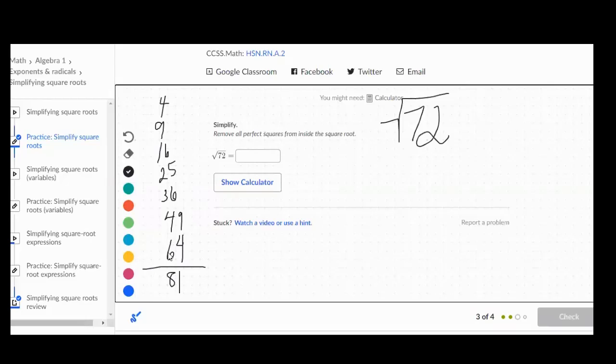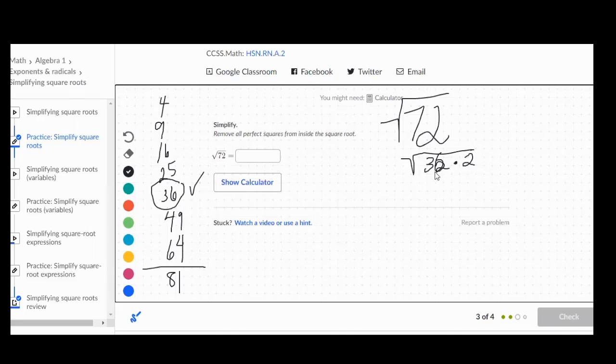Can I do 64 times a whole number and get 72? And the answer is no. So I can drop down to 49. Can I do 49 times a whole number to get 72? So 49 doesn't work either. Let's go to 36. Well, 36 times a whole number equals 72. And that's yes. I mean, 36 works. I'm going to use it because 36 times 2 is 72.